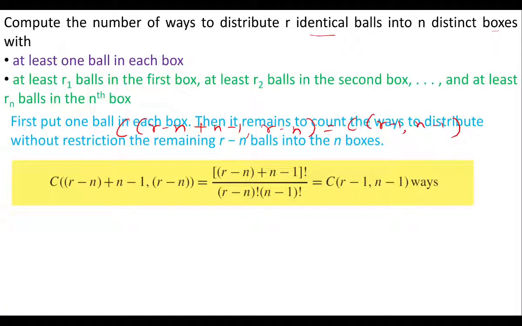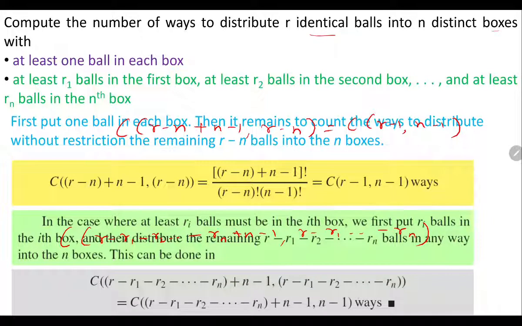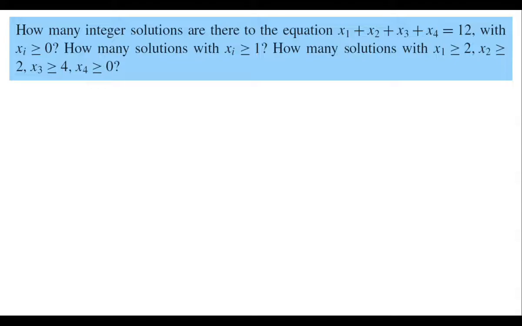So there comes the simplification. It's important to remember this formula, we may use it directly. Similarly, at least R1 balls in the first box, R2 in the second box and so on. Again you will see that in this case it is C(R minus R1 minus R2 minus ... minus Rn plus n minus 1, R minus R1 minus ... minus Rn), which is further simplified as C(R minus R1 minus R2 minus ... minus Rn plus n minus 1, n minus 1). So these are two important formulas which we are going to use in the further questions.